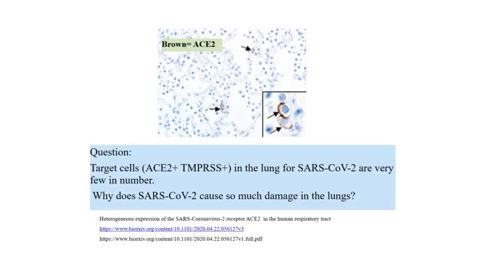A question that arises: the target cells, that is, type 2 pneumocytes that are ACE2 positive and TMPRSS2 positive in the lung for SARS-CoV-2, are very few in number. So with such a small number of cells that the SARS-CoV-2 can actually infect, why does SARS-CoV-2 cause so much damage in the lung?